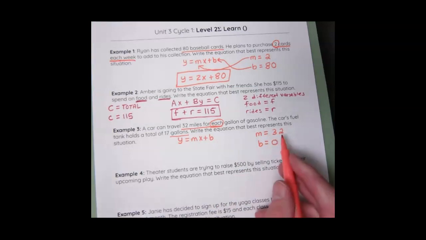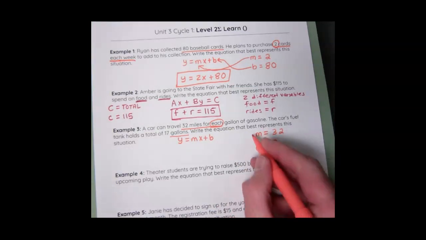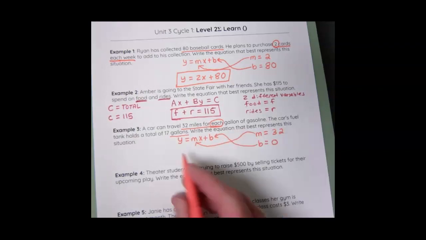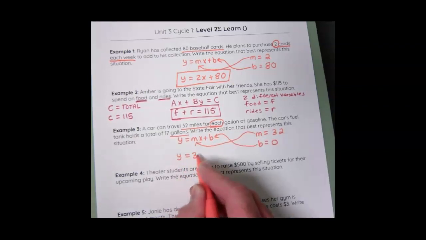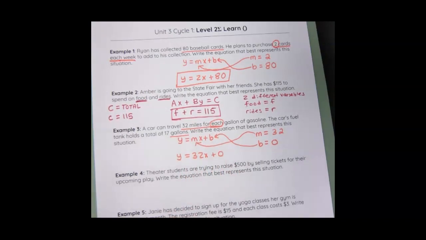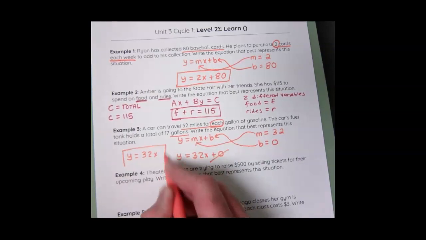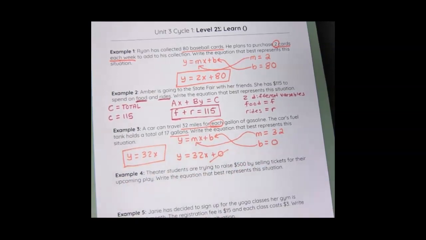Okay, so now we know our slope and we know our y-intercept. Now let's plug those in. We would have y equals 32x plus 0. Well, we don't really have to write all that, so we would really just be left with y equals 32x. Okay. Now let's see about the next one.